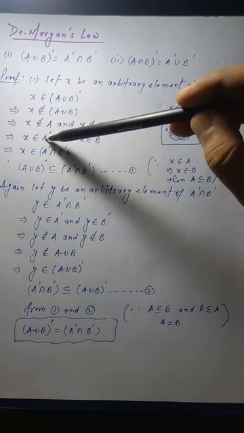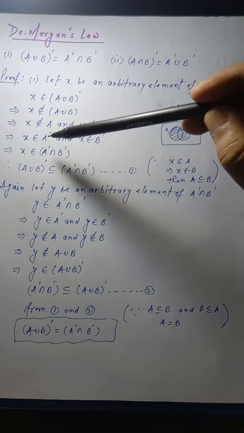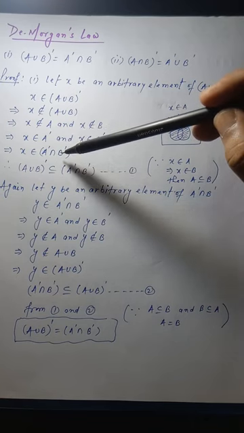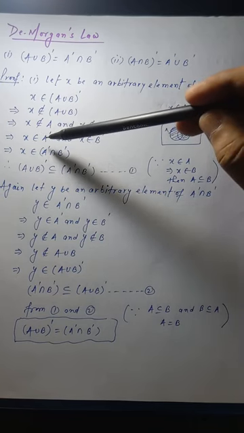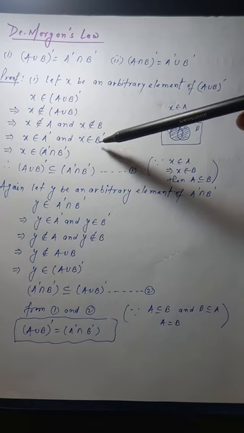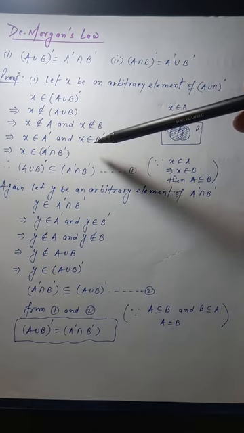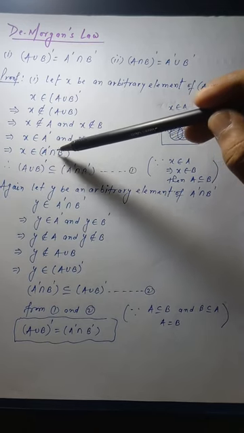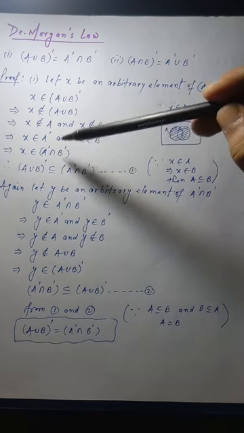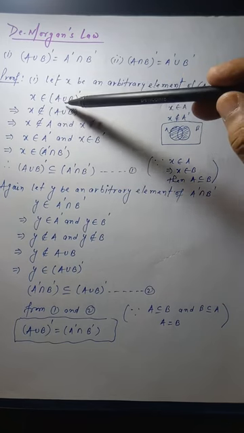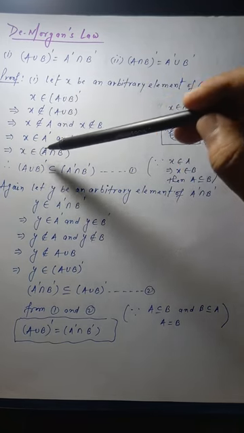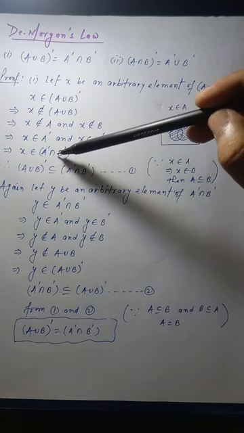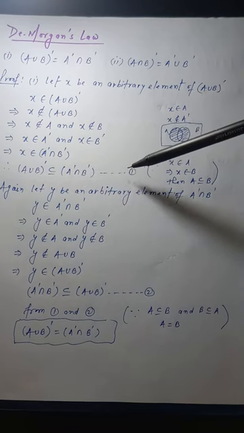So when x belongs to A dash and x belongs to B dash, it means x belongs to A dash intersection B dash. This is the definition, because x is an element of A dash as well as B dash. It means x is the common element of A dash intersection B dash. So now see here, this x belongs to this set, and finally this same x belongs to this set also. It means (A union B)' is a subset of A' intersection B'. This is point number 1.